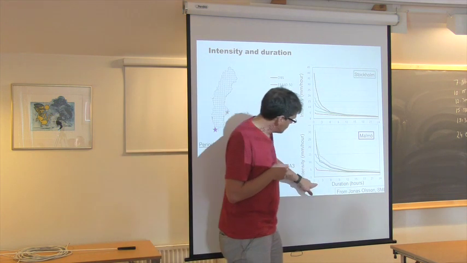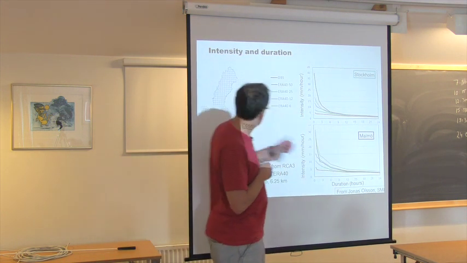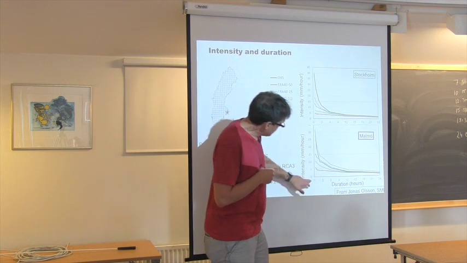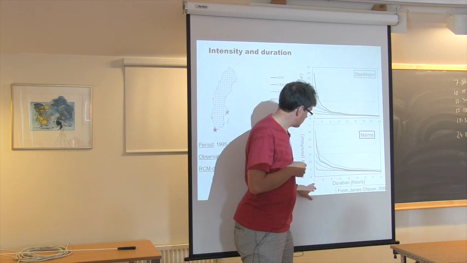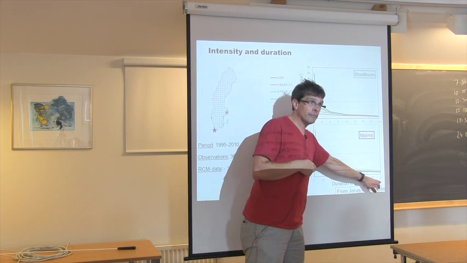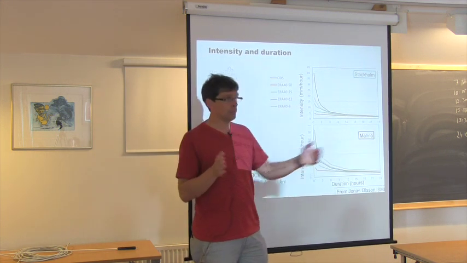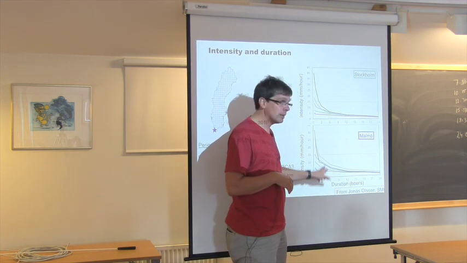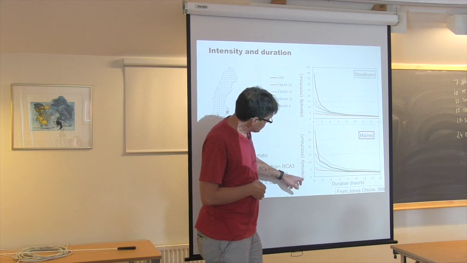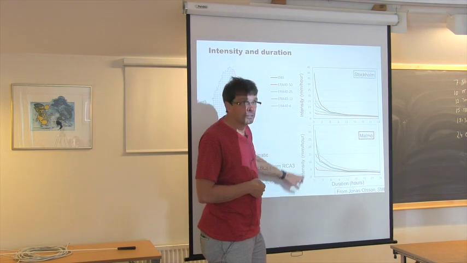These are two diagrams, one from Malmö in the south and one from Stockholm up here. They show the duration of rain events from 0 up to 1 day. So this is the length of the precipitation event. If it starts raining now and rains for 3 hours, then we will be here. And then the intensity is shown on this axis.